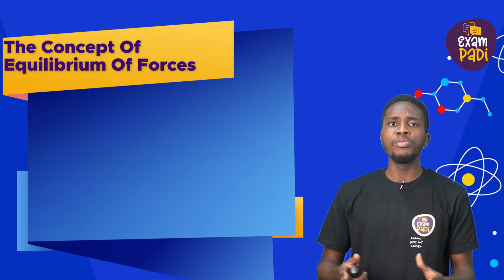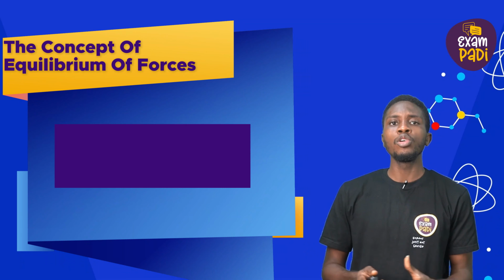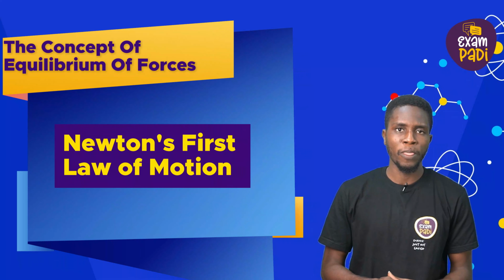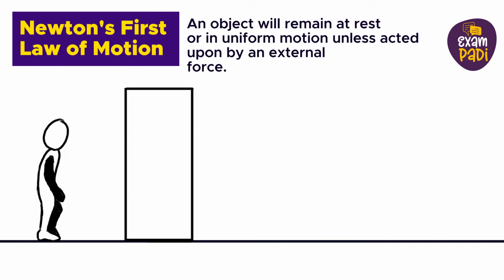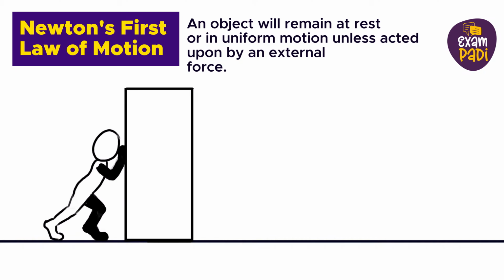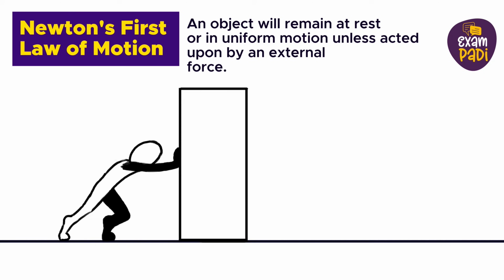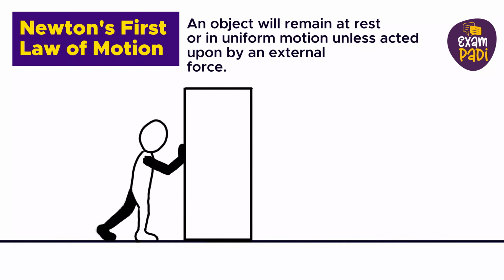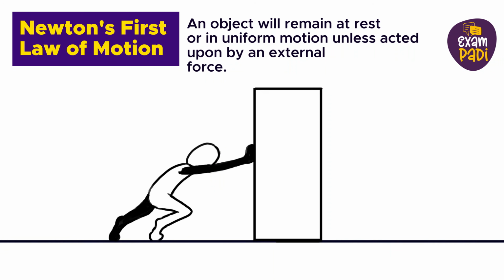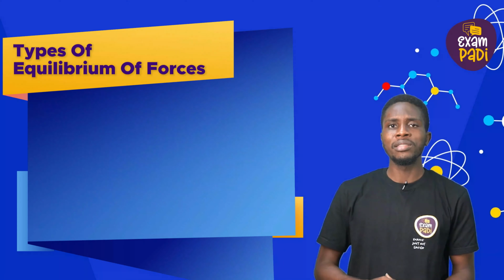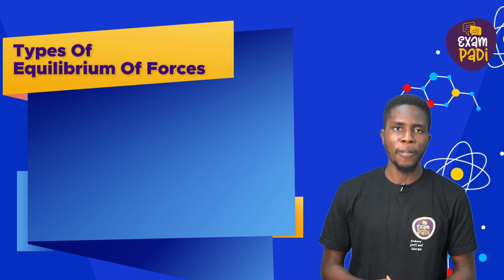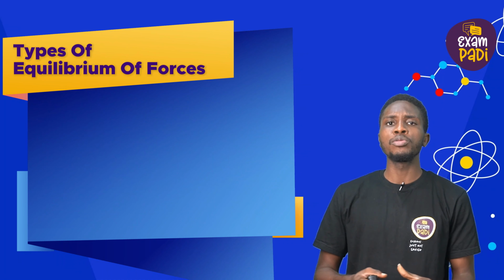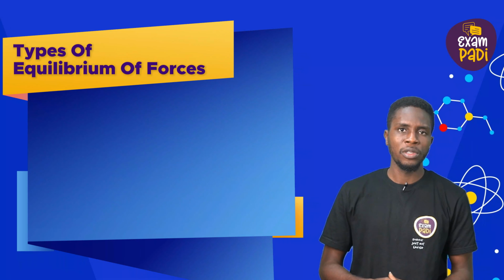The concept of equilibrium of forces is based on Newton's first law of motion, which states that an object will remain at rest or in uniform motion unless acted upon by an external force. Let's look at the types of equilibrium of forces. There are two main types of equilibrium in physics.